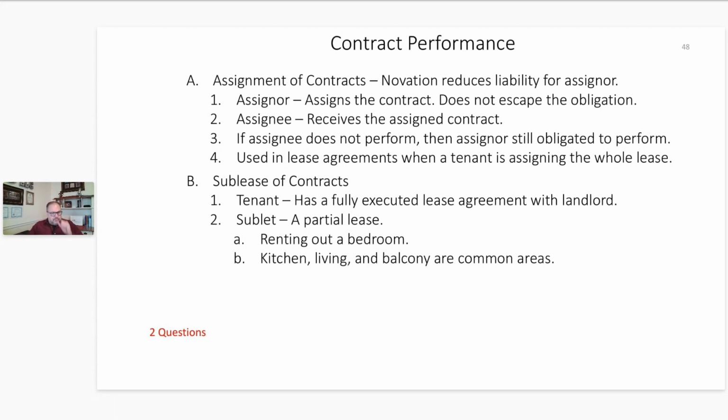$1,500 a month. 6 months into my lease, all of a sudden, my job is not going good and I may be losing it. I need to move back home, whatever the case may be. I go to my landlord and say, hey, can I assign my lease? I get permission to assign the lease. You come along. You need a place. You like the place. I assign my lease to you. Okay. I'm the assignor. You're the assignee.